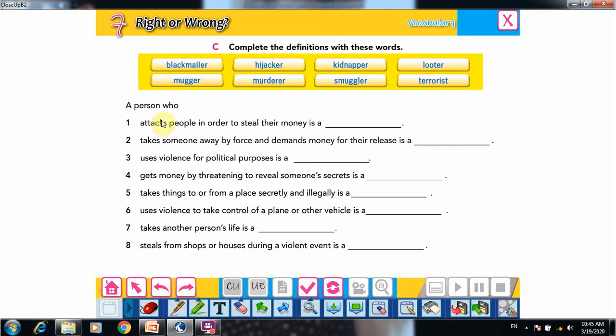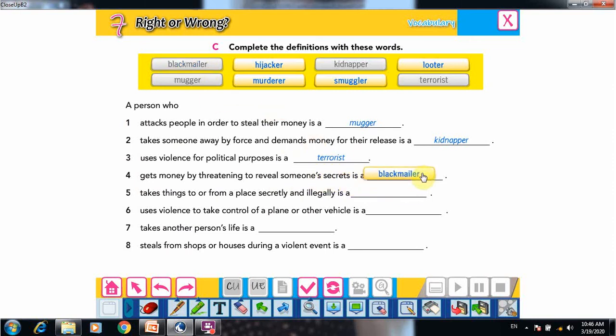So that's like checking your understanding about the vocab we have just taken. A person who attacks people in order to steal their money is a, try to remember. Okay, he's a mugger. A person who takes someone away by force and demands money for their release is a kidnapper. A person who uses violence for political purposes is a terrorist. Very good.